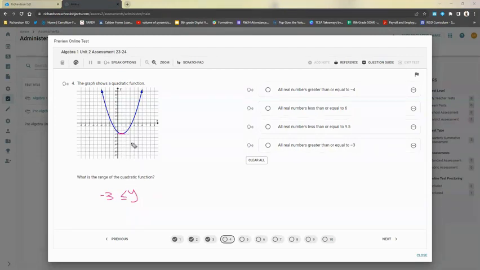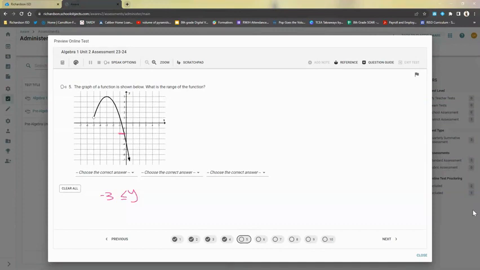It's going to be a closed circle because when you have a curve, it's going to be closed circle. And then all y values are greater than -3. So all real numbers are greater than or equal to 4. That's not going to be it because we're at 3. All y values are less than or equal to 6. That's not true. Okay. All y values are less than or equal to 9.5. Nope. All y values are greater than -3. That one would be correct.